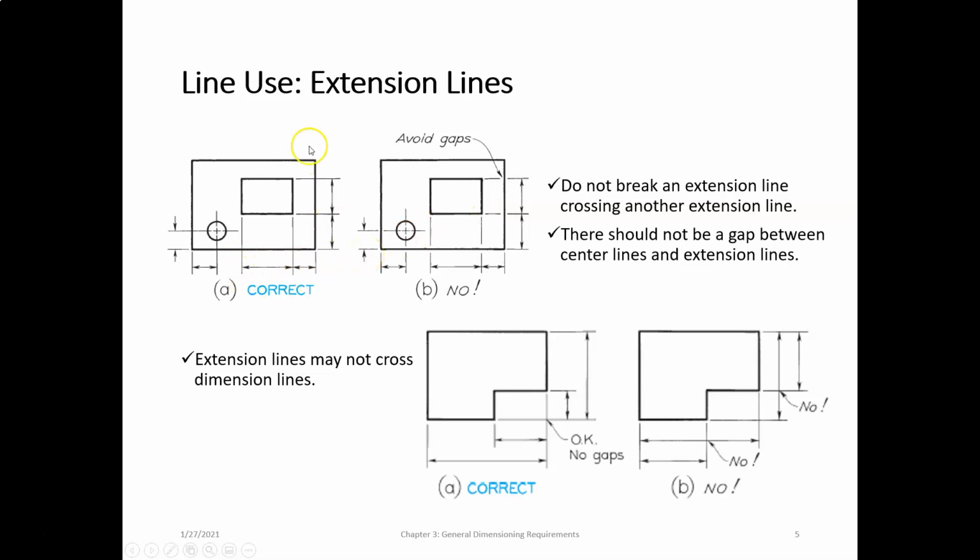the rules for dimensioning that we take for granted when we're using a CAD system. So this is the correct layout for dimension and extension lines. Extension lines may not cross dimension lines. So this is okay. Why is this okay? Because this is an extension line crossing an extension line. That's fine. This is not okay. Why? Because this is an extension line crossing a dimension line. So we don't want this. We want this.